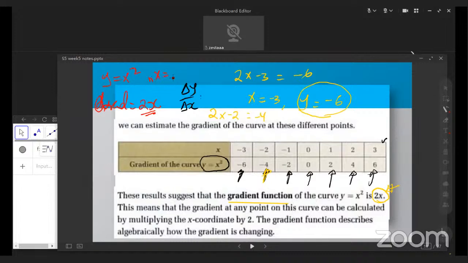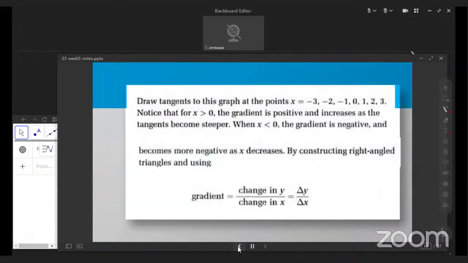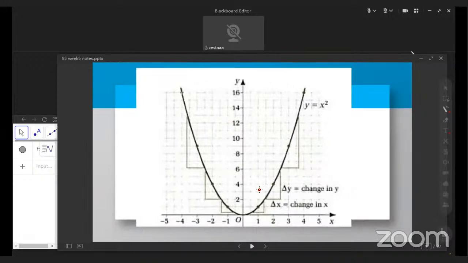If x is equal to 1, 2x, meaning the gradient will be 2. If your x is equal to 2, then the gradient will be equal to 4, and so on and so forth. That's the formula that we shall use to get our gradient. What we are showing is that these points on our curve do not have the same gradient. If you have this curve in this given form, they are not the same.